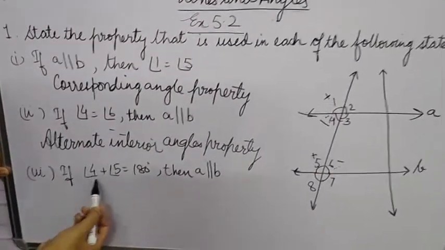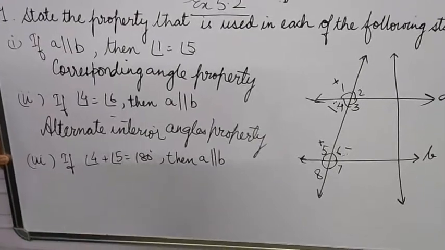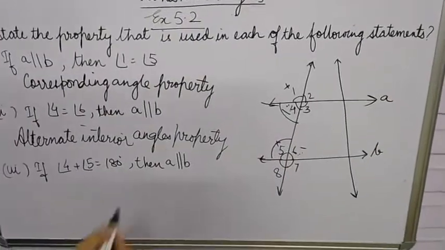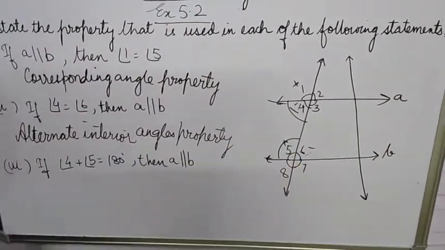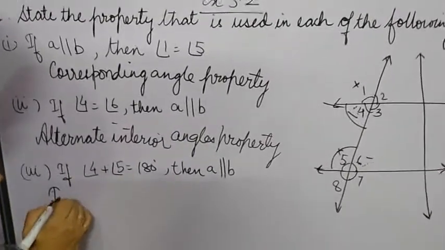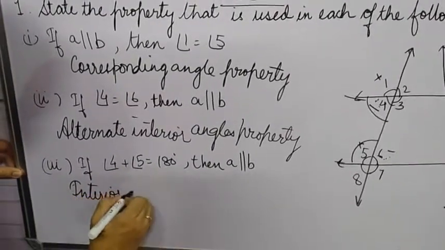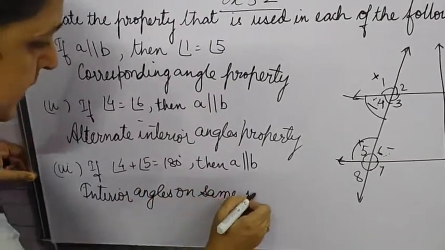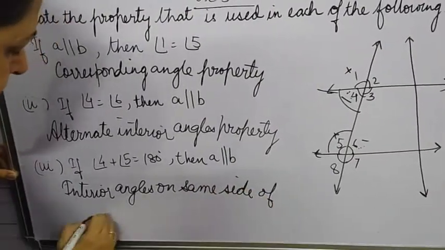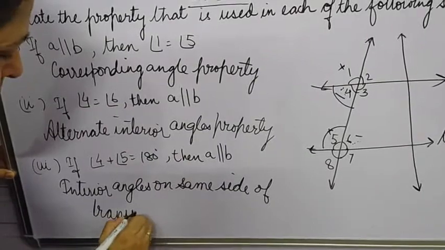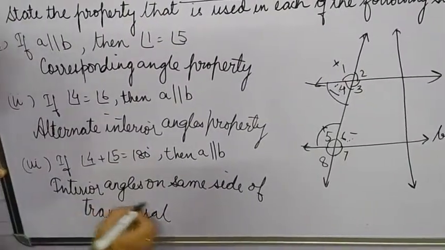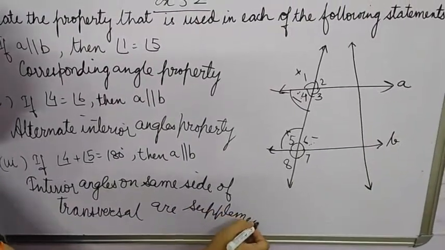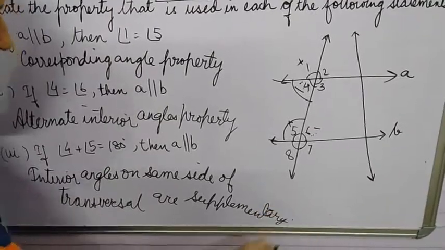Third statement is, if angle 4 plus angle 5 is equal to 180 degrees. Now these are interior angles on the same side of transversal, and if these are supplementary, then we can say that lines are parallel. So which property is used here? That interior angles on same side of transversal are supplementary, or you can write down that their sum is 180 degrees.